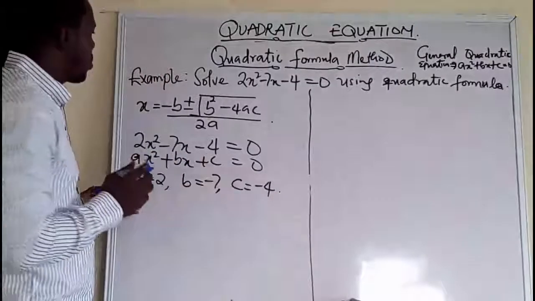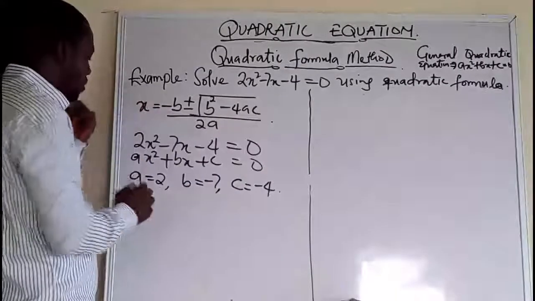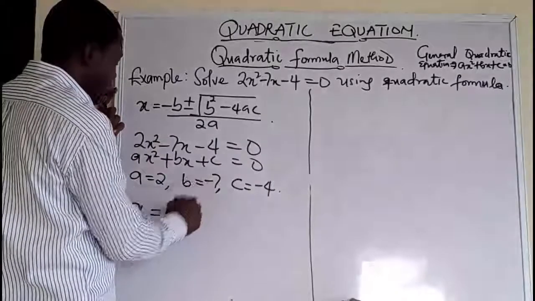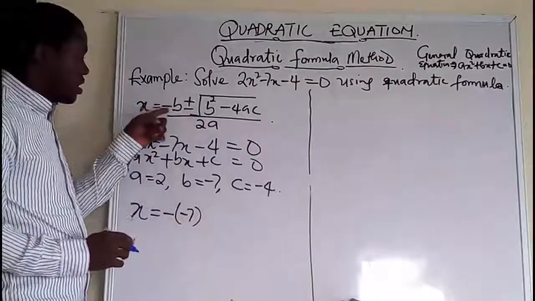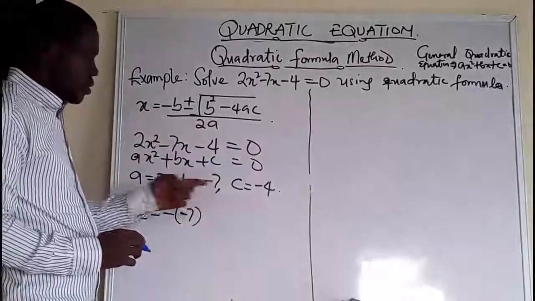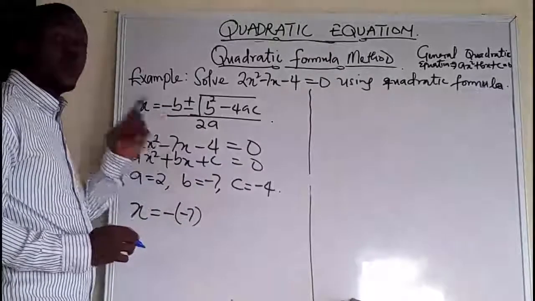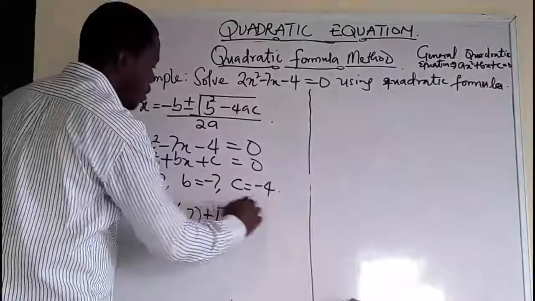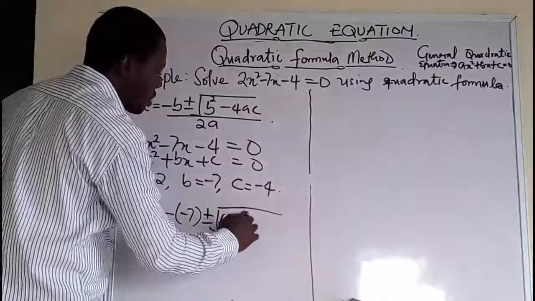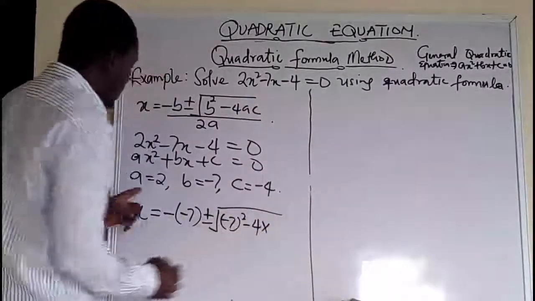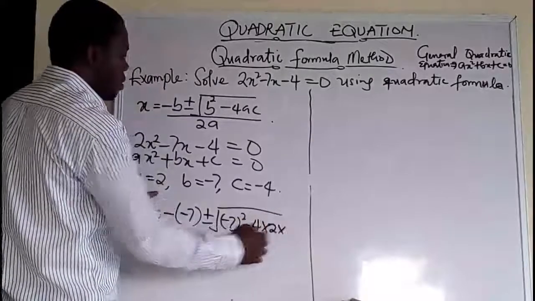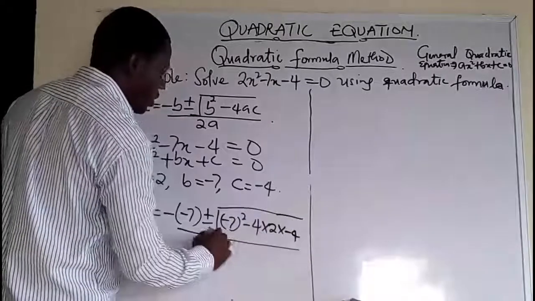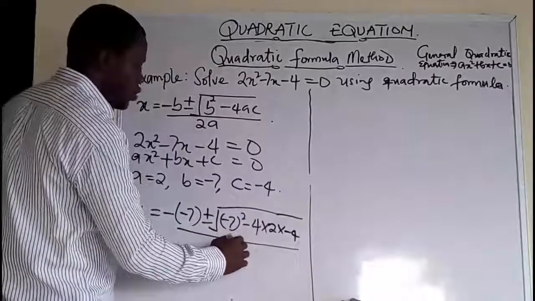So now, after we have gotten all these variables, let us go back to our equation and put them. x equal to, what's minus b? We have minus bracket minus 7. Minus is here already, and b also is having minus. So you have to put it this way. Don't throw one minus away. Plus or minus, minus 7, everything squared, minus 4 times our a, which is 2, and our c, which is minus 4. Everything over 2 times a, that is 2.